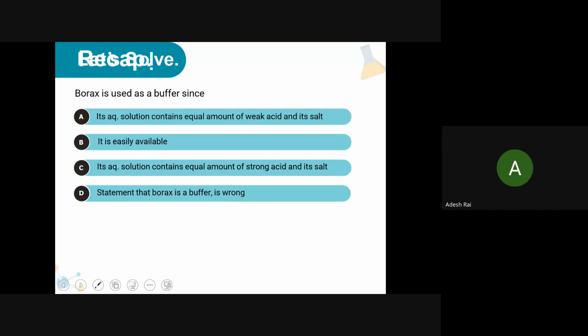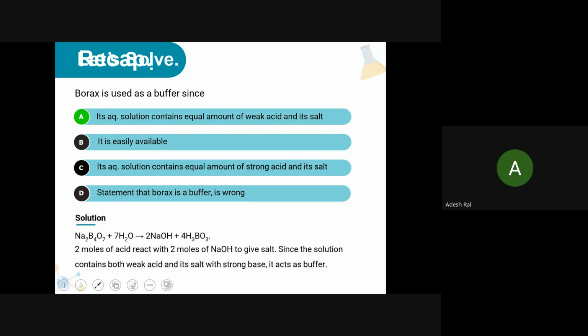Borax is used as a buffer. Why is it used as a buffer? Which option will be correct? Option A, sure, everyone. No one is saying C, right?